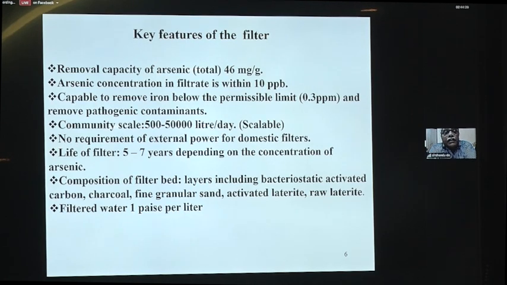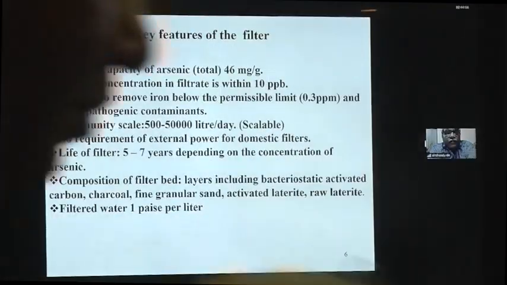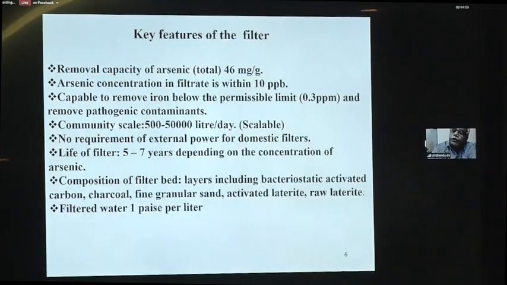It is highly scalable. It can be scaled up anywhere between 500 liter per day to 50,000 liter per day. And there is no requirement of external power for the domestic filters. Typically, those are very suitable in the rural areas. Life of the filters is 5 to 7 years, depending on the concentration of the arsenic. And it is a composite bed, containing different layers of activated laterite, treated laterite, carbon, charcoal, fine granular sand, etc. We have calculated the economics. The filtered water comes out to be 1 paisa per liter.